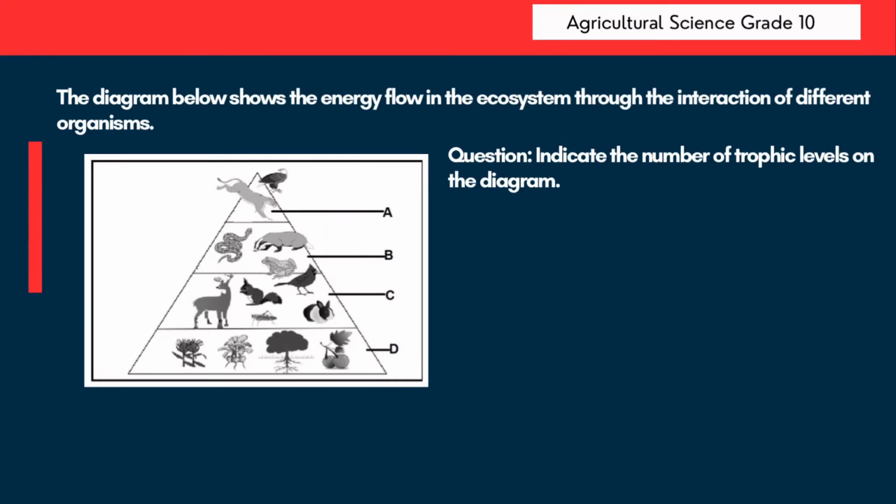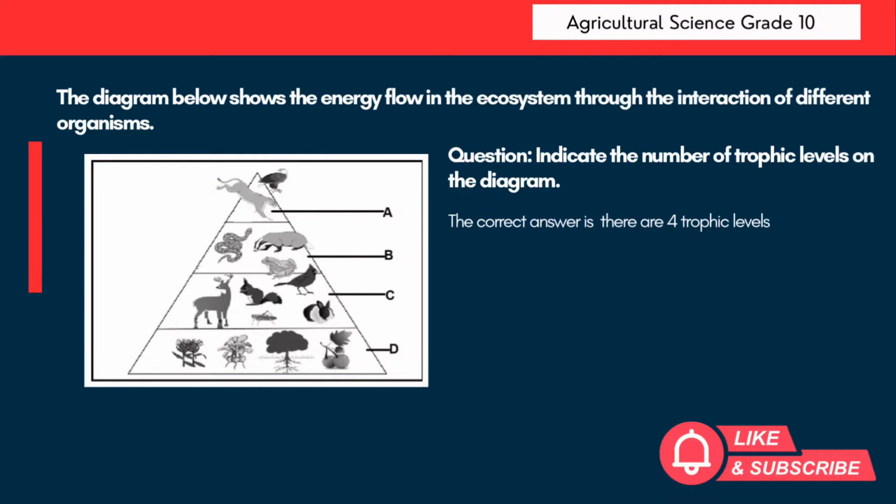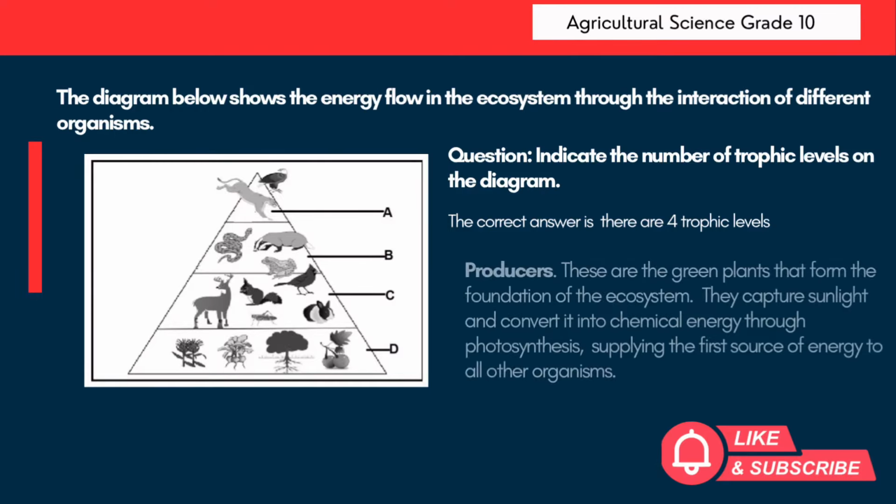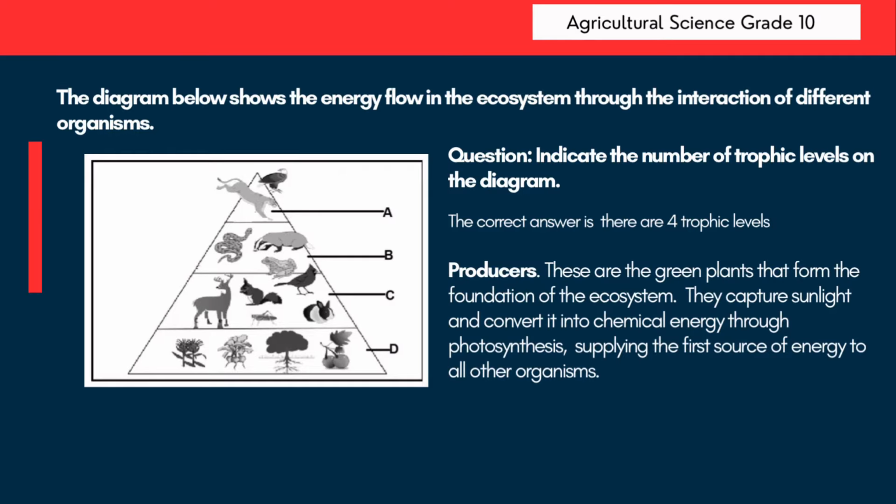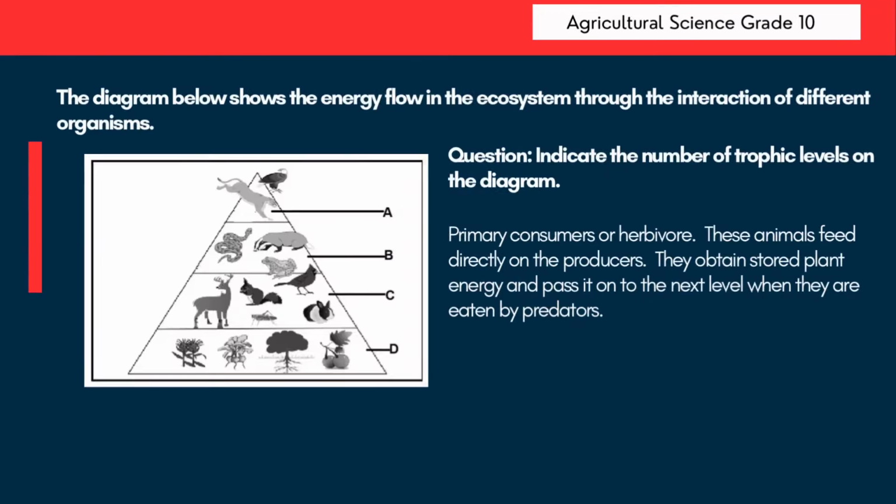Question: indicate the number of trophic levels on the diagram. The correct answer is there are 4 trophic levels. These levels include 1. Producers. These are the green plants that form the foundation of the ecosystem. They capture sunlight and convert it into chemical energy through photosynthesis, supplying the first source of energy to all other organisms. 2. Primary consumers or herbivores.